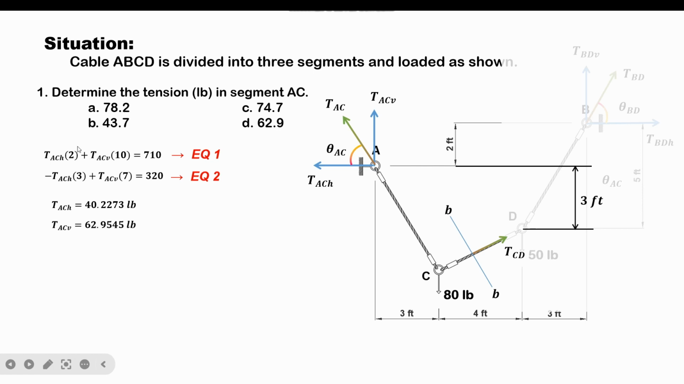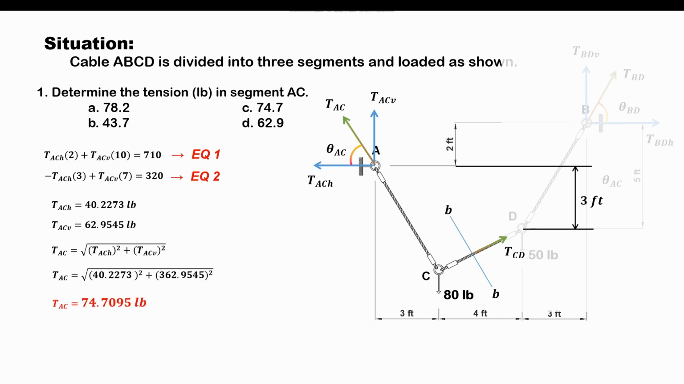one that is being asked in question number 1, would be obtained by taking the resultant of the components, and that can be done by taking the square root of the sum of the squares of the components. So by substituting these components in this given formula, we will get the value of the tension in segment AC to be 74.7095 pounds. And based on the choices, our answer for number 1 would be letter C.